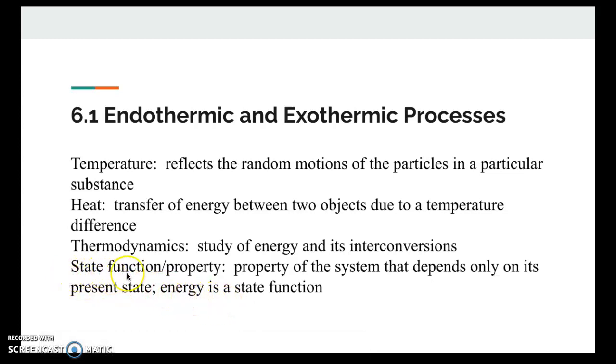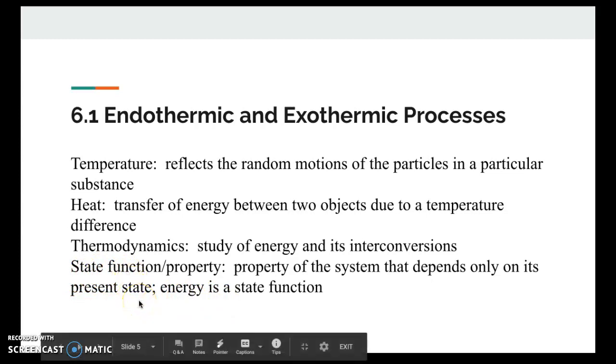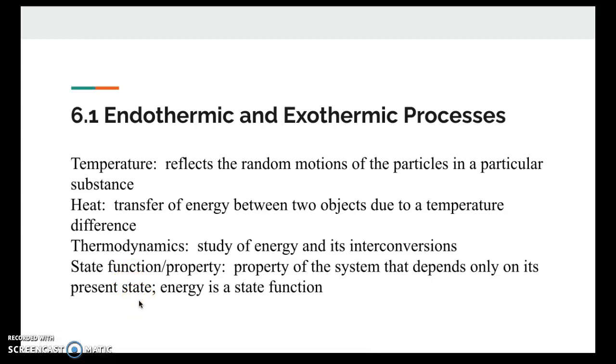And again, anytime you see that delta sign, the triangle, you're dealing with a state function, and with a state function, you're just worried about where you start and where you end. The pathway to get there doesn't matter.